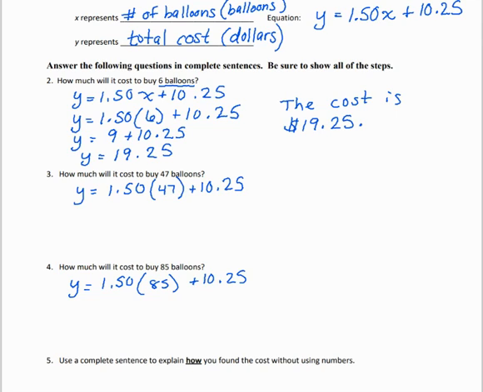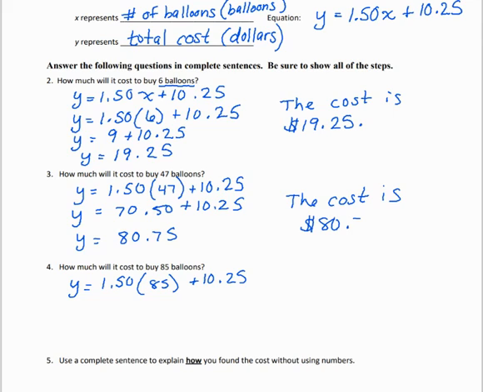Good. So number 3, we're plugging in 47 for x because x's are balloons. So we simplify that. 1.50 times 47 gives me 70.50 plus 10.25. And that gives me 80.75, which again, people put. So good job. So the cost for number 3 there for 47 balloons is $80.75. Remember, again, dollar sign comes first and 2 decimals always with money.